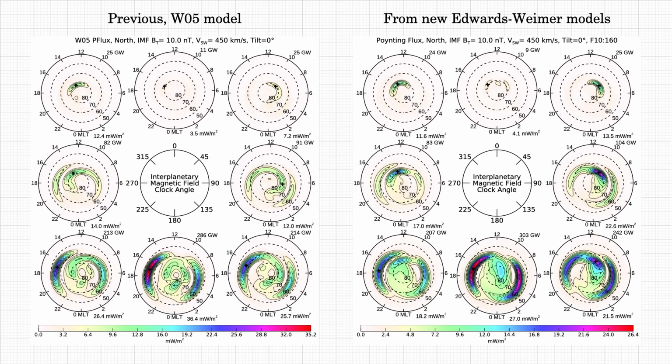This graph shows a comparison of Poynting flux calculated from the old and new models at 8 different orientations of the IMF clock angle. The left shows the results calculated with the 2005 model. The right shows results from the new Edwards-Weimer models. The newer model shows higher level Poynting flux in the polar cap and near noon, particularly for positive and negative values of the Y component of the IMF.